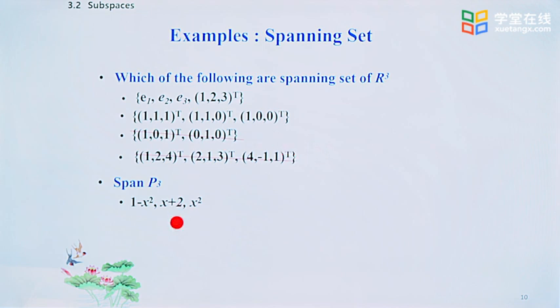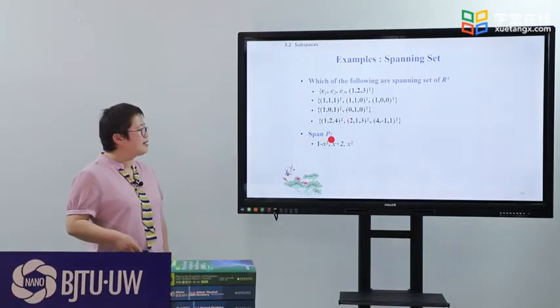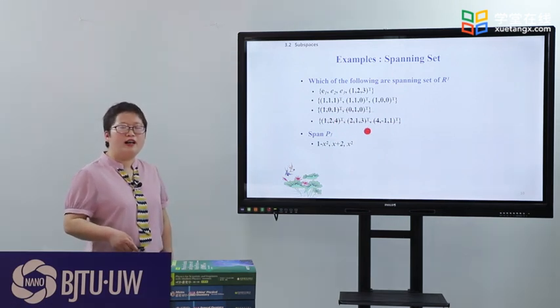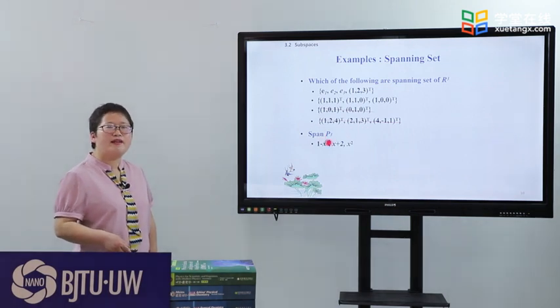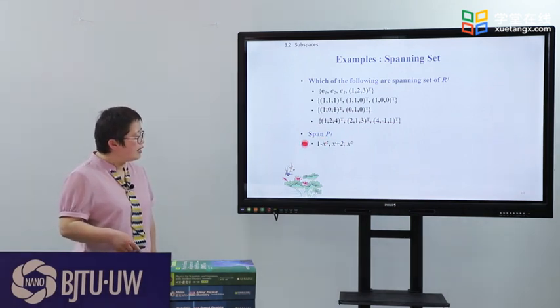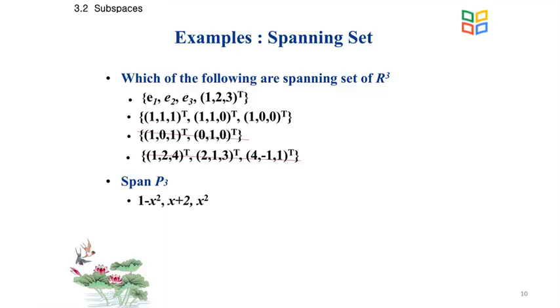Okay, and now for the vector space in the functional space, P3. We ask whether these three vectors in P3 can span the whole space P3. P3 means the set containing all the polynomial functions with degree less than 3. So you can check. Here we have 1 minus x power 2, here is x plus 2, and here is x power 2.